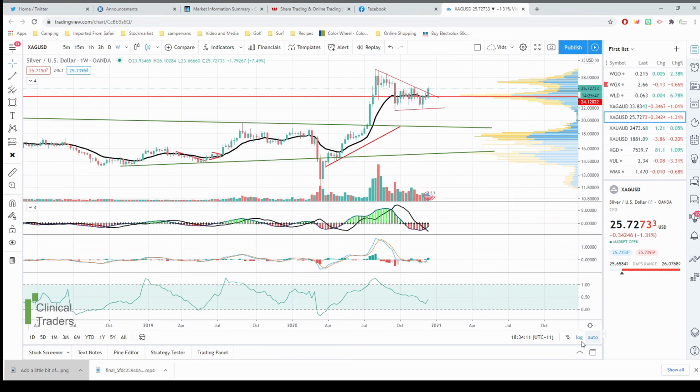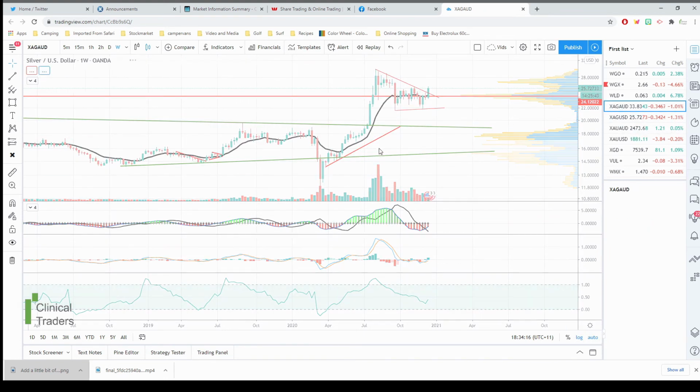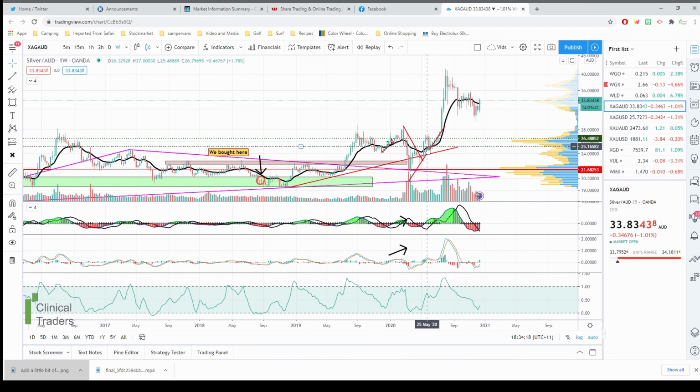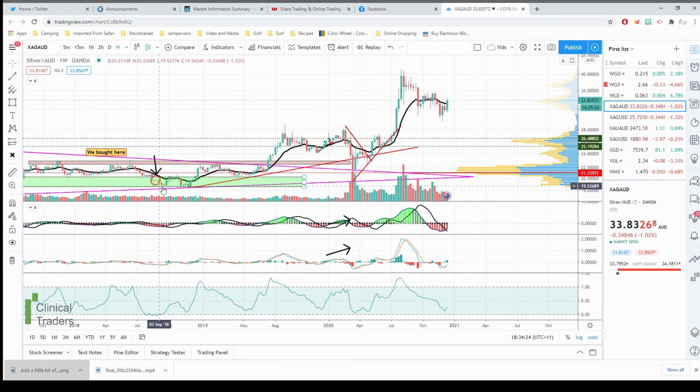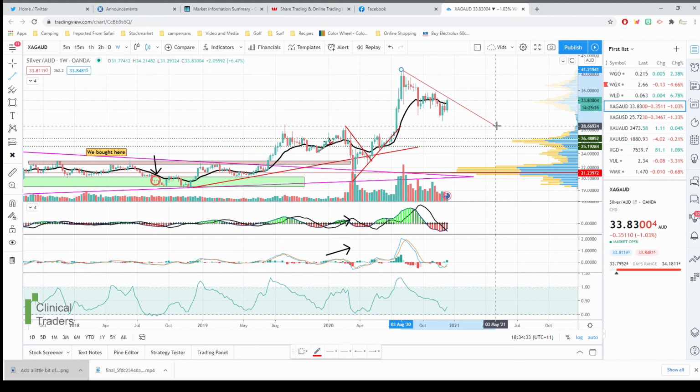Let's get that back in shape. Look at it in Australian dollars. Alright, same thing. This is where we bought some silver initially, and you can see that was really good timing. We've rallied since there. We've hit that top. Again, that downtrend is in place. Perhaps it might be about there.